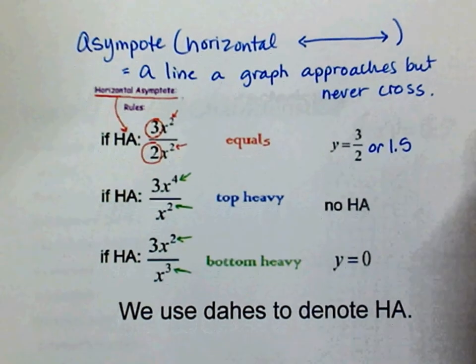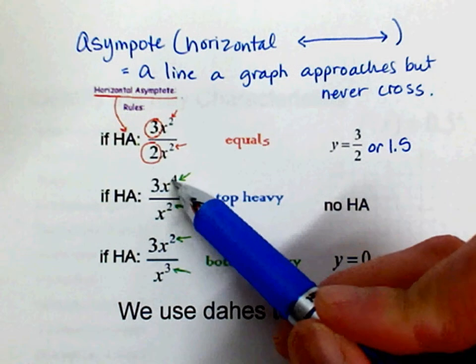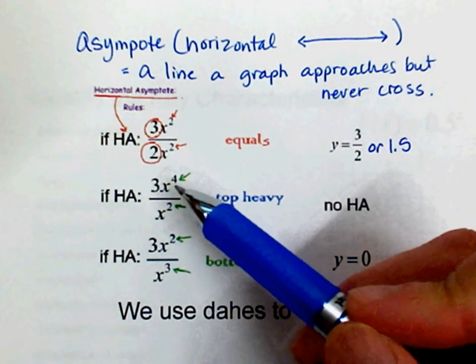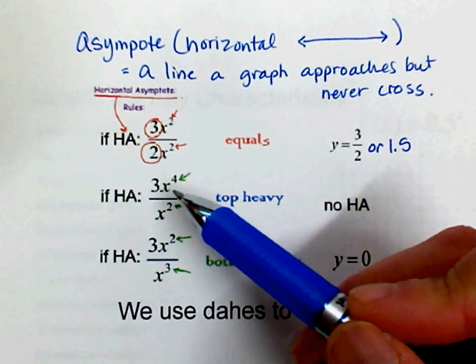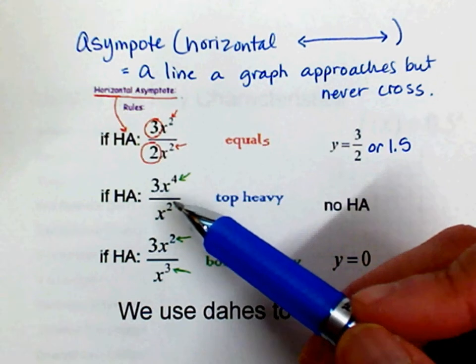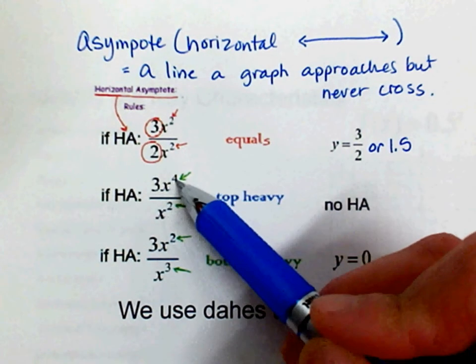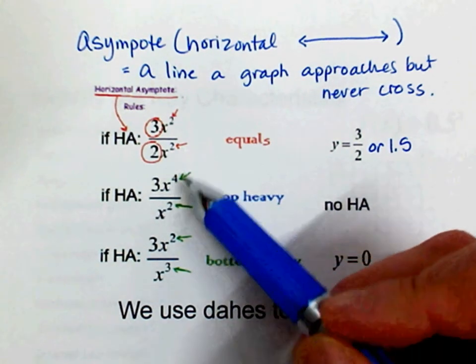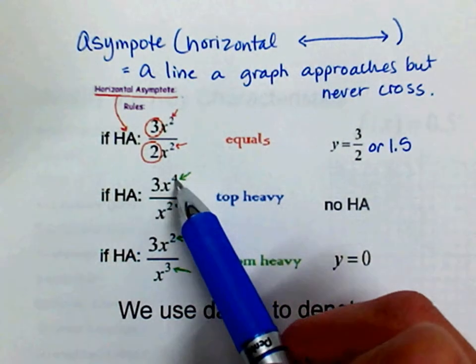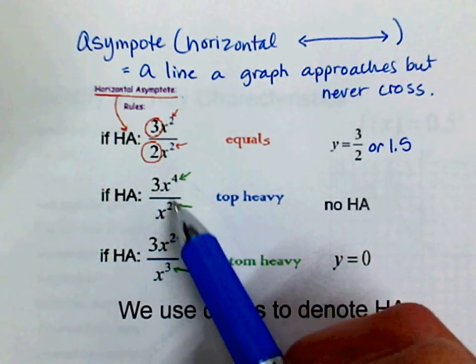If your exponent is top heavy, that means your leading exponent, the beginning one, the highest degree, also called a degree. Exponent is also called a degree. See how the 4 is bigger than 2 and it's top heavy? You will not have a horizontal asymptote.